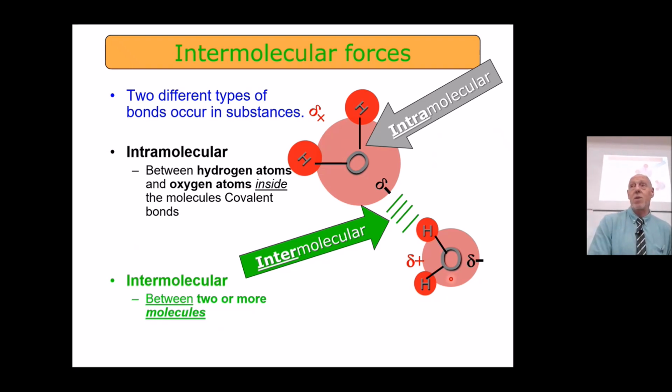Two or more. They don't have to be different. They can be the same. Two different types of bonds occur in substances. So is it talking about intramolecular or intermolecular? Inter. So it's between two or more, you could say different molecules, but they can be the same type of molecule, but it's got to be two or more molecules.